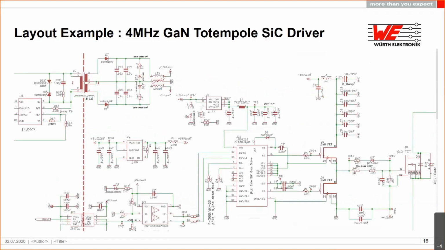For example, what I did with a colleague is a 4 MHz GaN totem pole SiC driver. There we combine the gallium nitride technology and the silicon carbide technology. We cannot go too much into detail, I'll just show you some layout examples. What we see here, from the high side, is the auxiliary gate supply. We have the digital isolator.